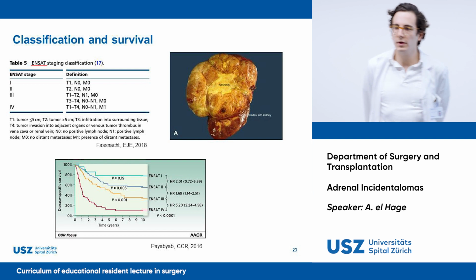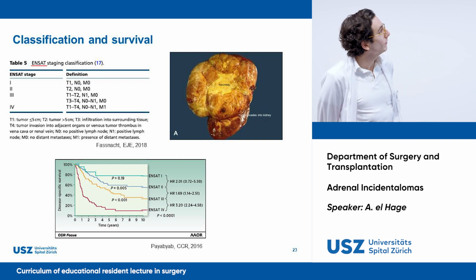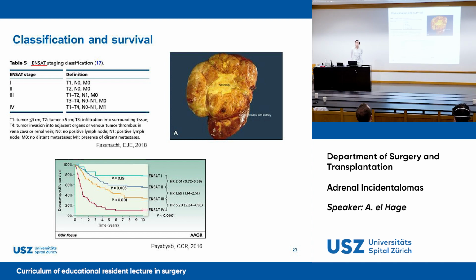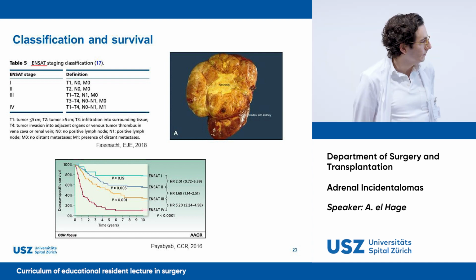You classify them through the ENSAT staging system. From 1 to 4, 1 and 2 is a local disease, 1, the tumor below 5 centimeters of size, 2, above 5 centimeters, 3, you have a lymph node involvement, and in 4, you have distant metastases. The survival rate is actually very poor, particularly in high stages, such as ENSAT 3 and 4, as you can see in this study.